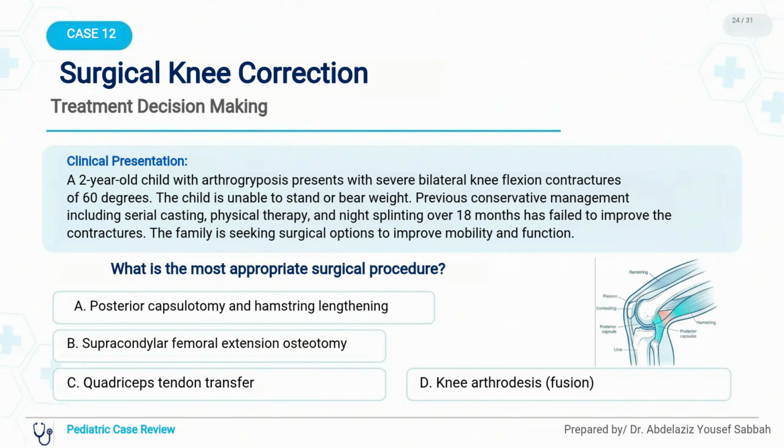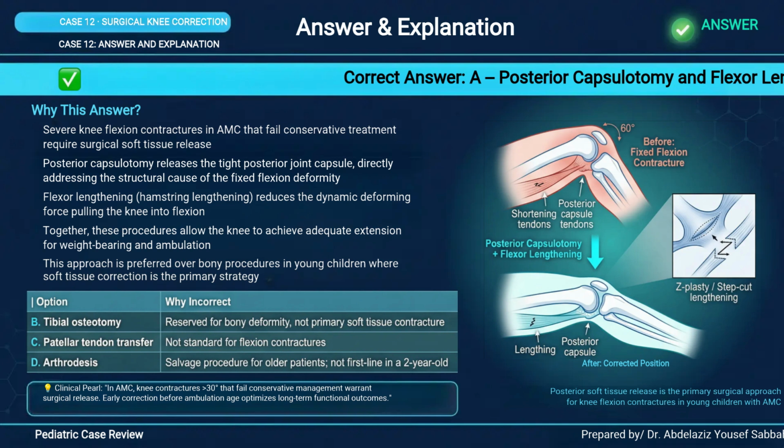Knee arthrodesis, that is fusion. The correct answer is Option A. Posterior capsulotomy and flexor lengthening. Severe knee flexion contractures in Arthrogryposis Multiplex Congenita that fail conservative treatment require surgical soft tissue release.